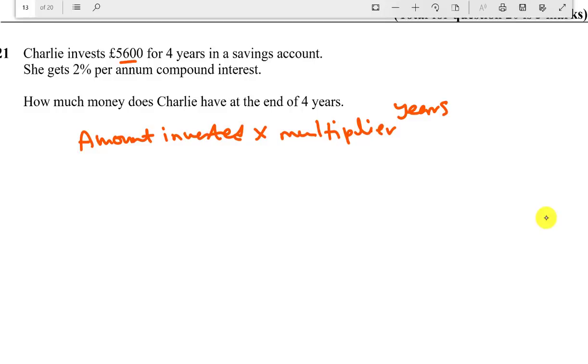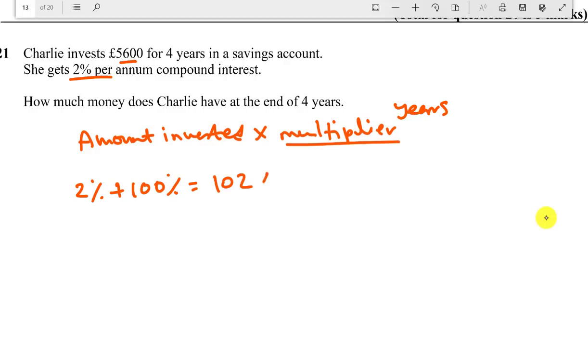Now the amount invested is 5,600, we know that, but we need to find out what the multiplier is. Now she gets 2% per annum, so it's 2% on top of the 100% that she gets, so we need to find out how much is in total. So we need to add 2% to 100%, which is 102%.